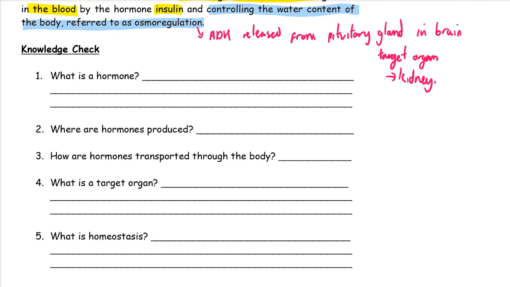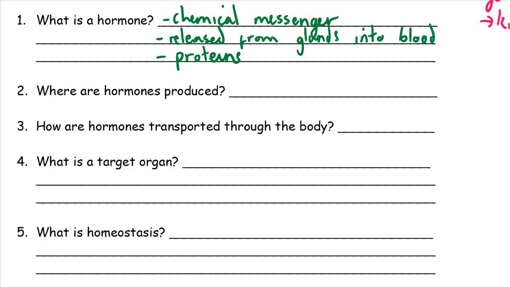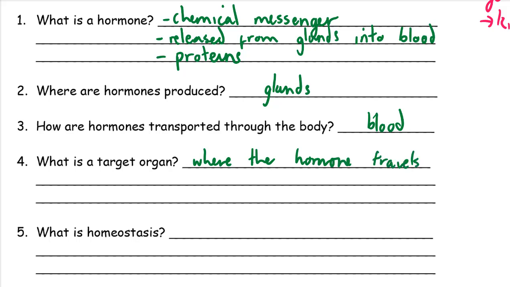Now, this is just some fairly common questions you'll get. What is a hormone? It is a chemical messenger which is released from glands into blood. And as well as that, they are proteins. Where are hormones produced? They're produced in glands. They travel in the blood around the body. And the target organ then is where the hormone travels to and has its effect.